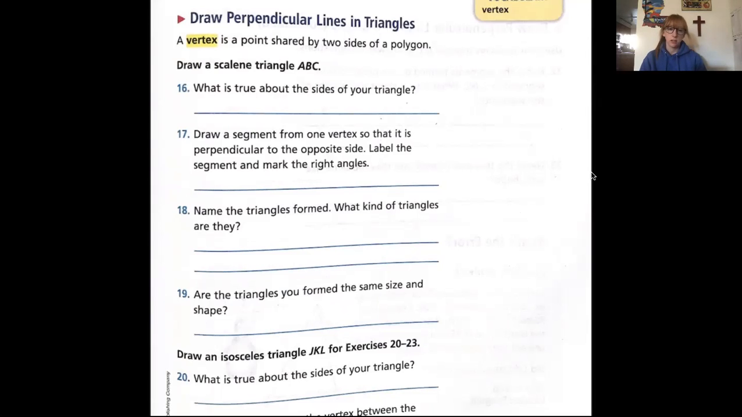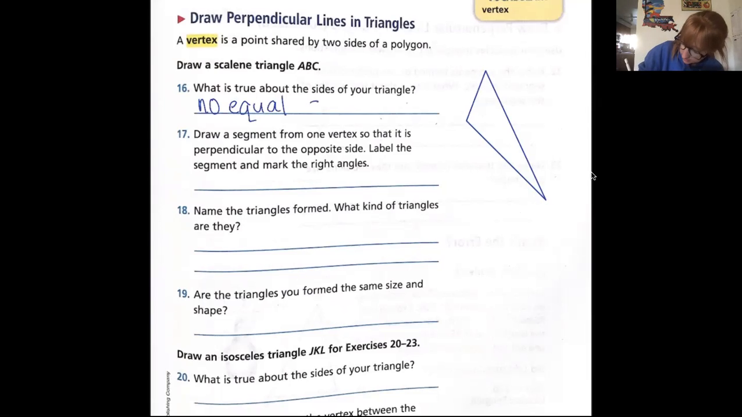A scalene triangle means that there are no sides that are equal. So we can draw a short side, a super long side, and then connect them here. None of those sides are equal. Okay, what is true about the sides of your triangle? None of them are equal. None of them have the same length. So no equal sides. Oh, I need to name my triangle.